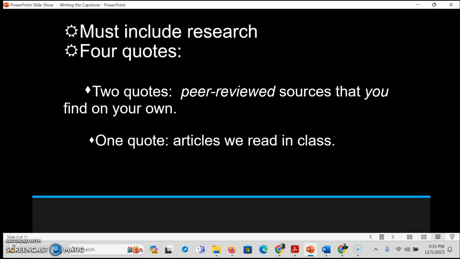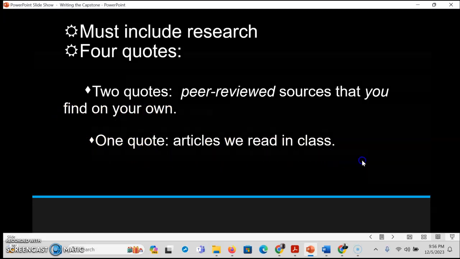In total, you need 3 quotes. It says 4 here, but it's actually 3 quotes. I can't add 2 plus 1, right? 2 quotes must come from peer-reviewed sources that you find on your own, and 1 quote must come from articles that we read in class, right?